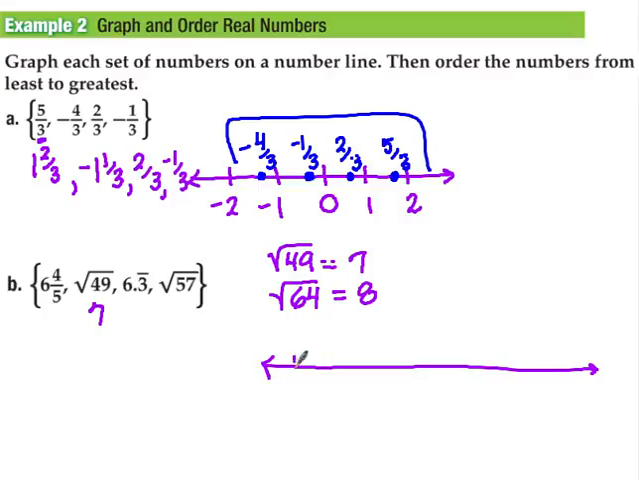So I'm going to start with 0. Notice I'm not going to do the negatives. You don't have to have a symmetrical number line as long as you start with 0. So 1, 2, 3, 4, 5, 6, 7, 8.